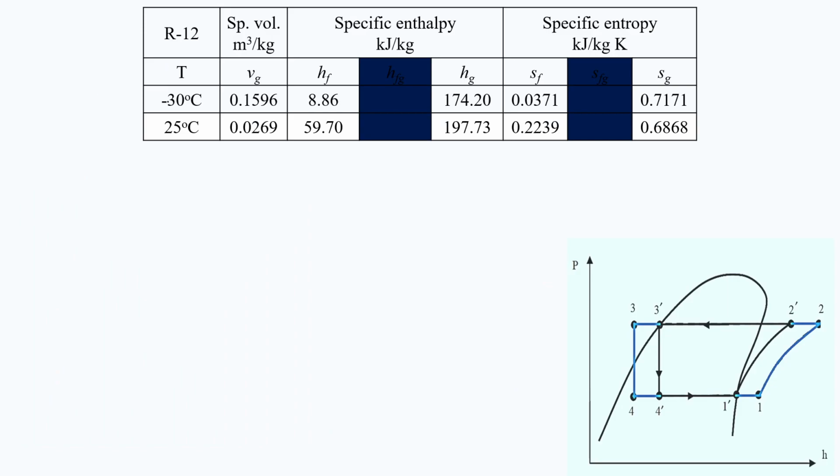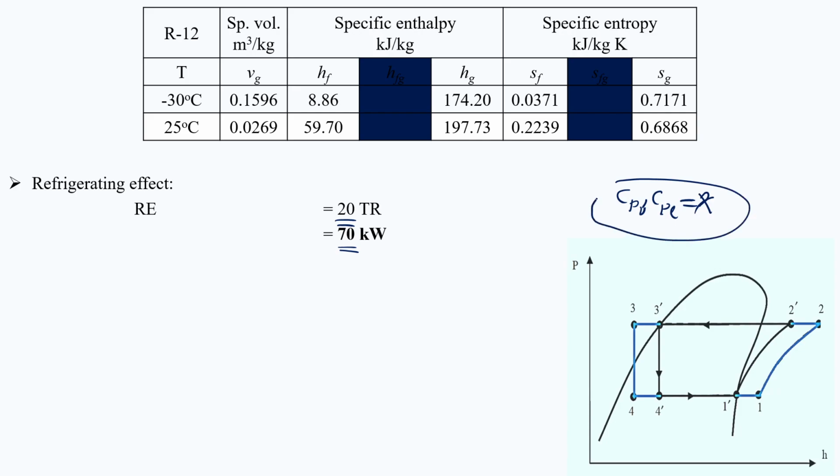Now we'll be taking the values of R12 corresponding to minus 30 and 25 degrees Celsius, namely the specific volume Vg, hf, hg, sf and sg. Also, the refrigerating effect is given as 20 tons of refrigeration, which we need to convert into kilowatts for our analysis, which is nothing but 70 kilowatt. And since no value for the specific heat of vapor or liquid refrigerant is given, it is better to do this problem graphically.